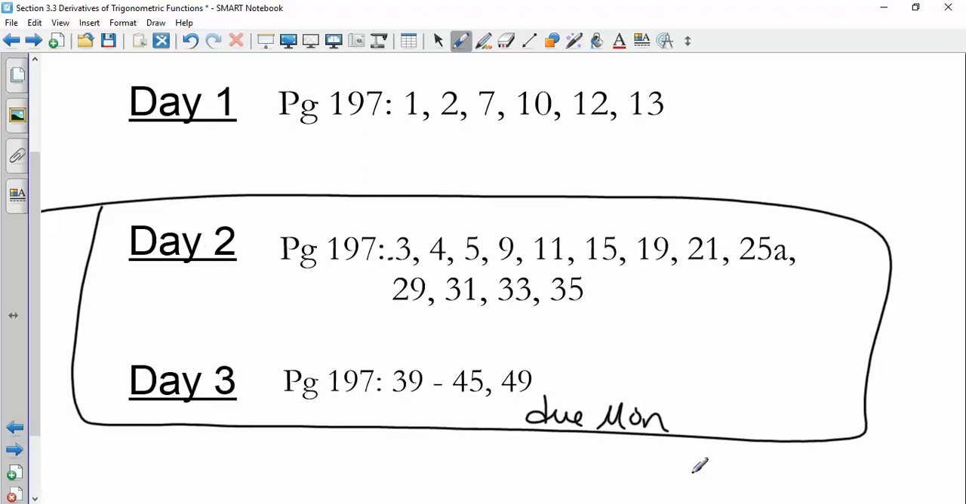Game plan next week. We will probably do a review day Monday and probably a quiz Tuesday over these trig functions before we move on, just to make sure we have those.